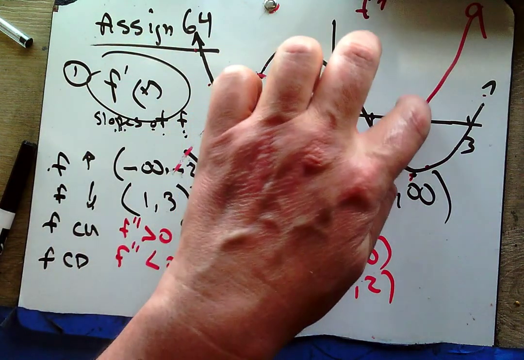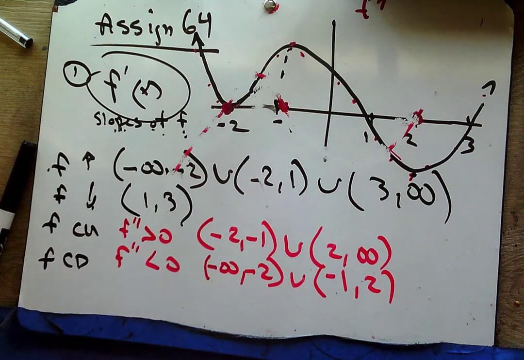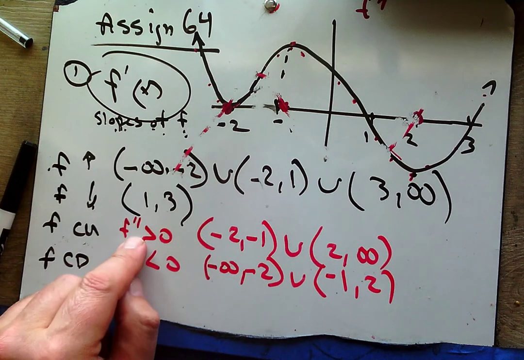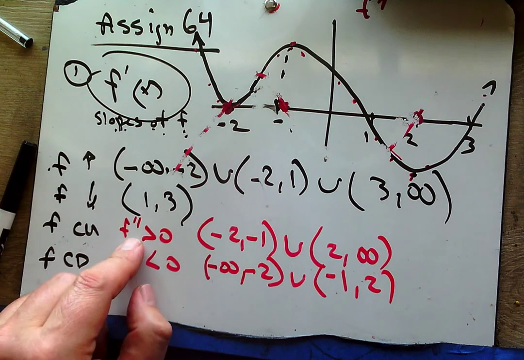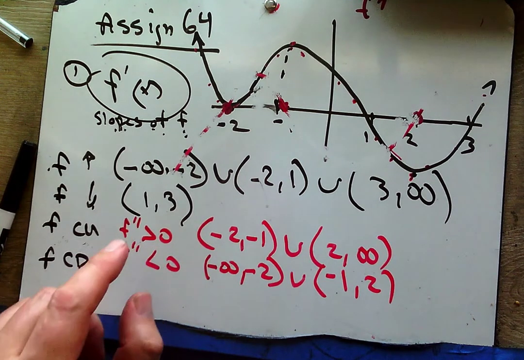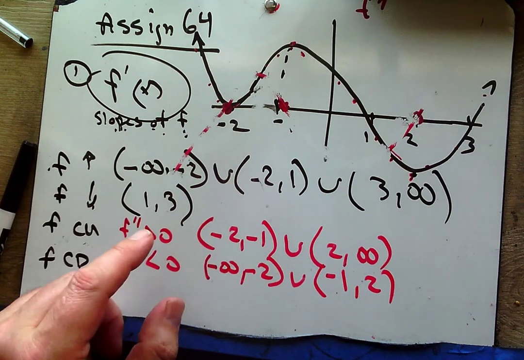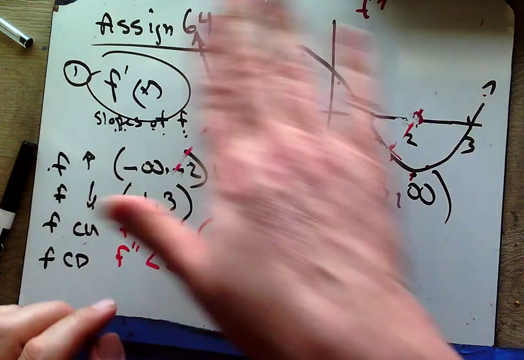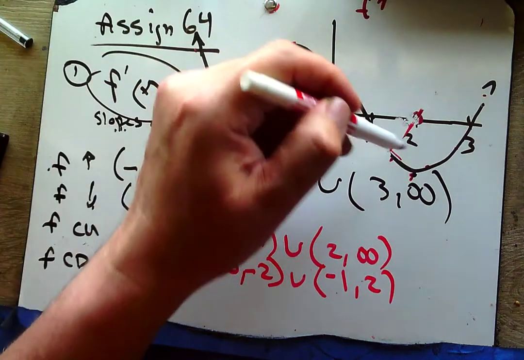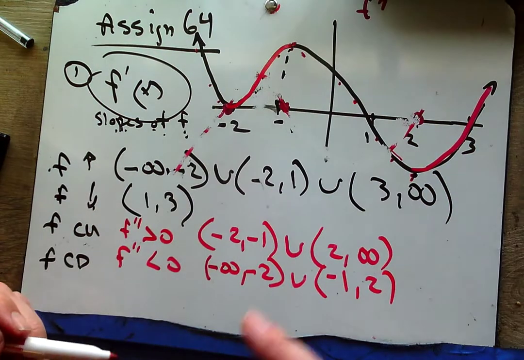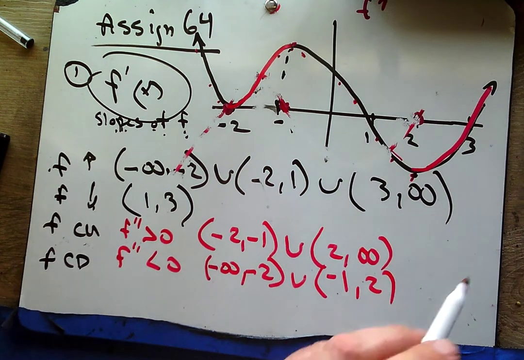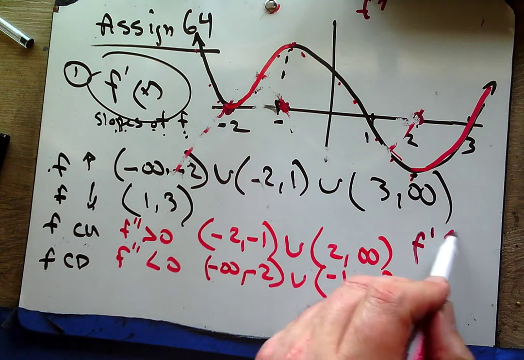But wait, I'm wondering, is there a way for us to have done this without actually going and drawing f double prime? So here's what we can say. F is concave up if f double prime is positive. But f double prime represents the slopes of f prime. If f double prime is positive, that means the slopes on f prime are positive. The slopes on this graph are positive. Well, I have positive slopes from here to here, and I have positive slopes from here to here. What's happening on f prime where I have those positive slopes? Oh, f prime is increasing.